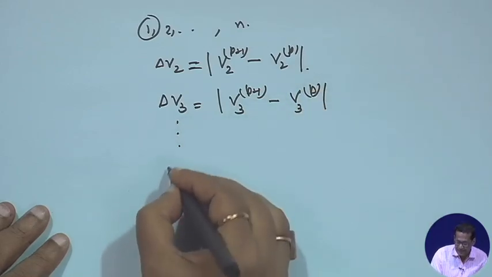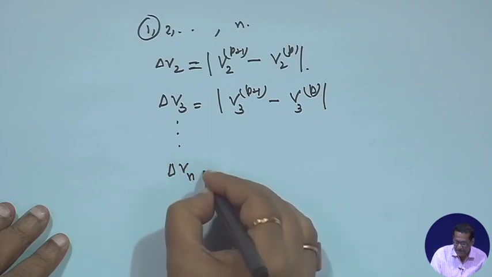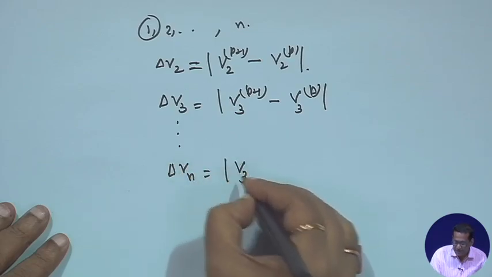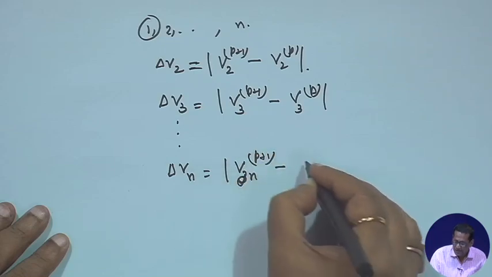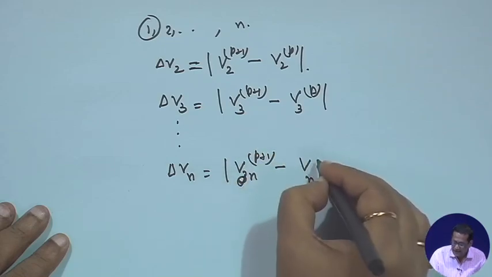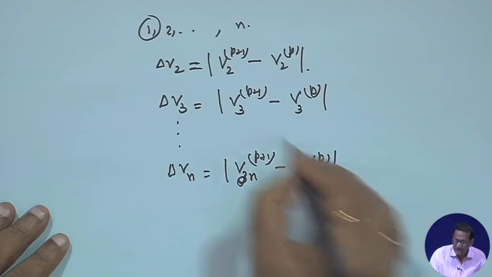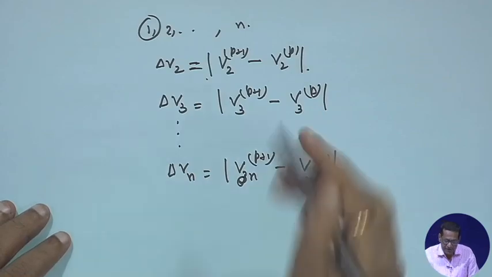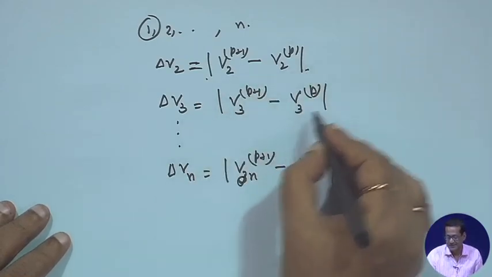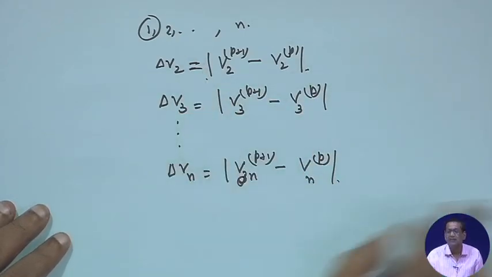This way up to the nth bus, you make delta V n equal to the magnitude of V n p plus 1 minus V n p. These are all magnitudes. V 2 p plus 1, V 2 p are complex, and you take the magnitude of the difference. After taking the differences, they are all real quantities.